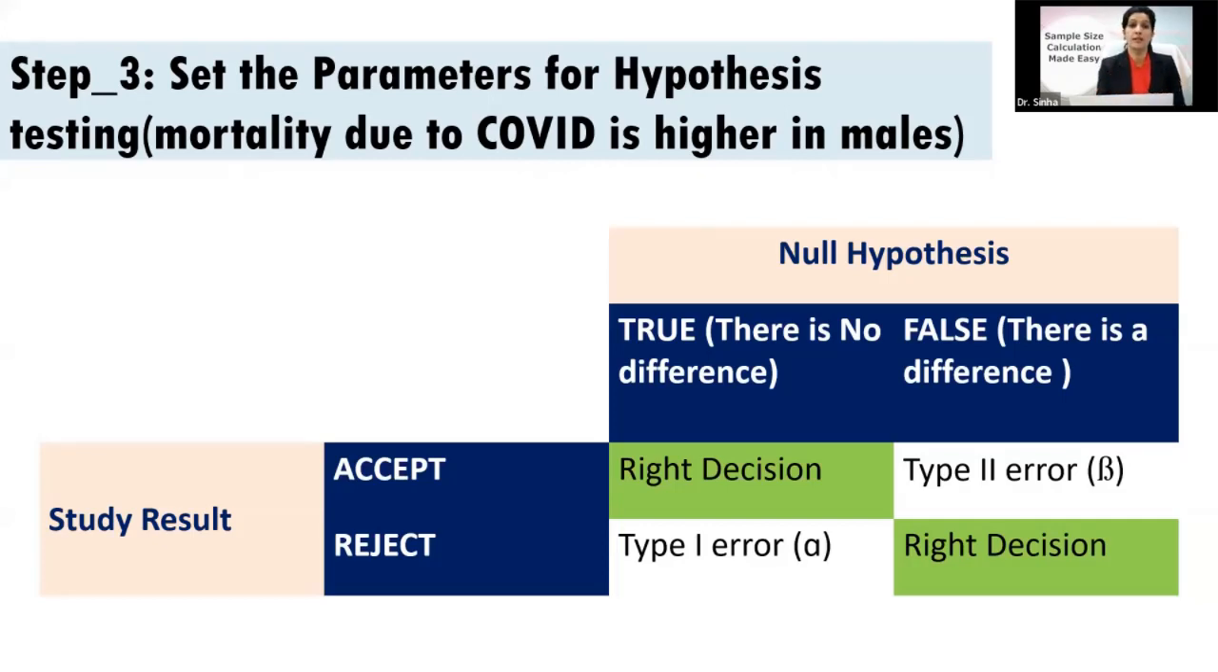Similarly, the other concept is of power. So 1 minus beta, where beta is the type 2 error, is the power of the study. So what is the power? Power is basically how much ability your study has to detect the difference which you are suggesting. Because ultimately, you are saying that the beta error is 20%. So a beta error of 20% means that in only 20% of the cases you are allowing that actually there was a difference, but by mistake, you said that there is no difference.